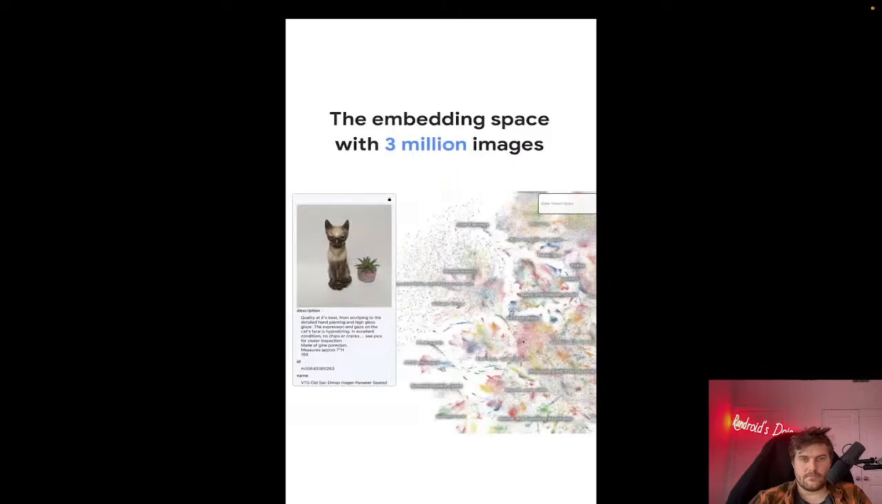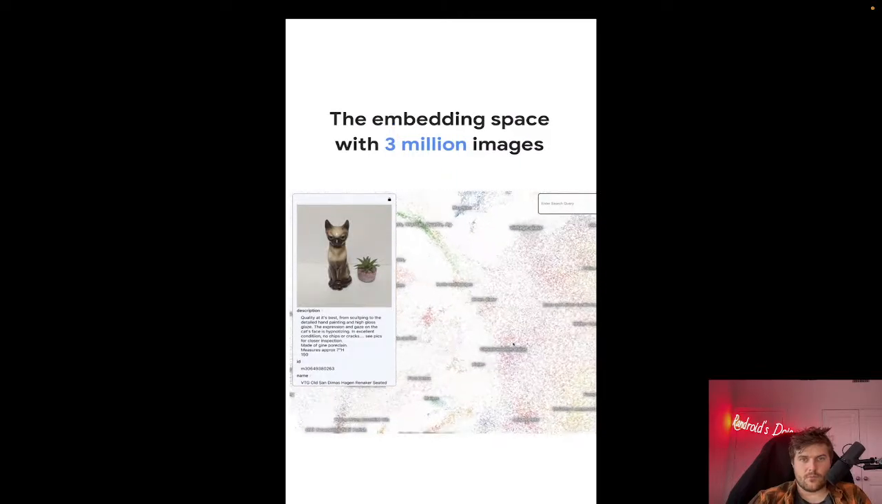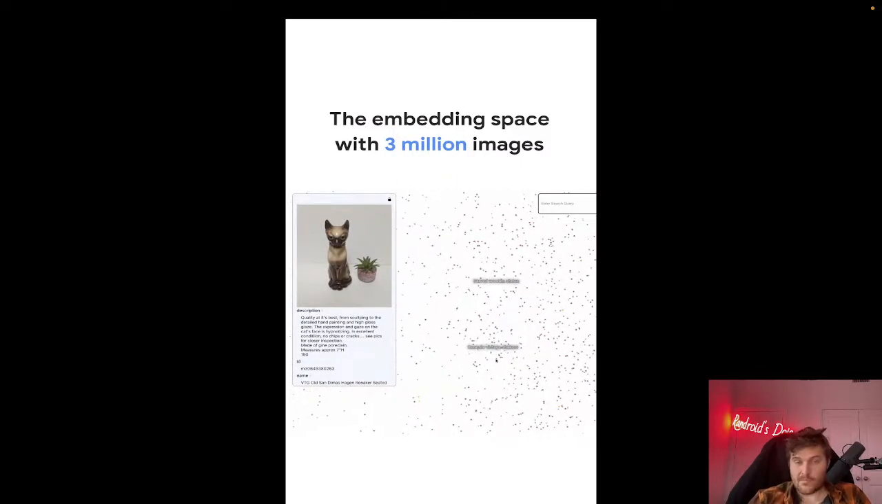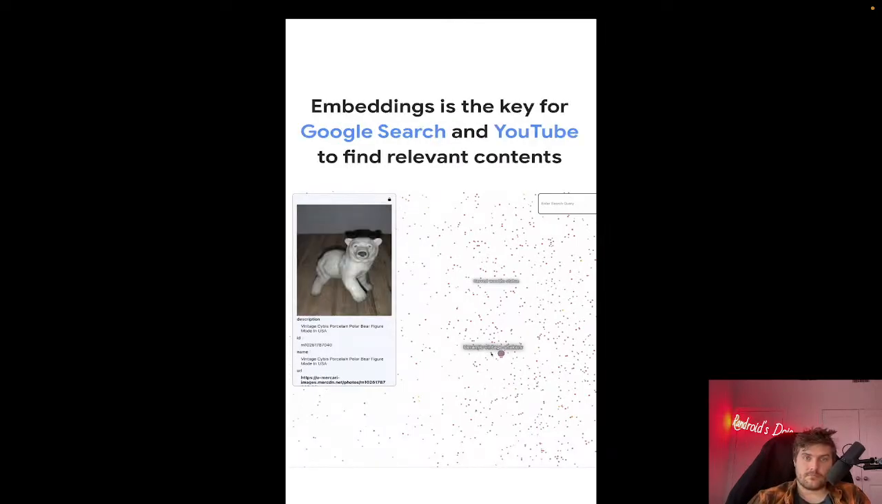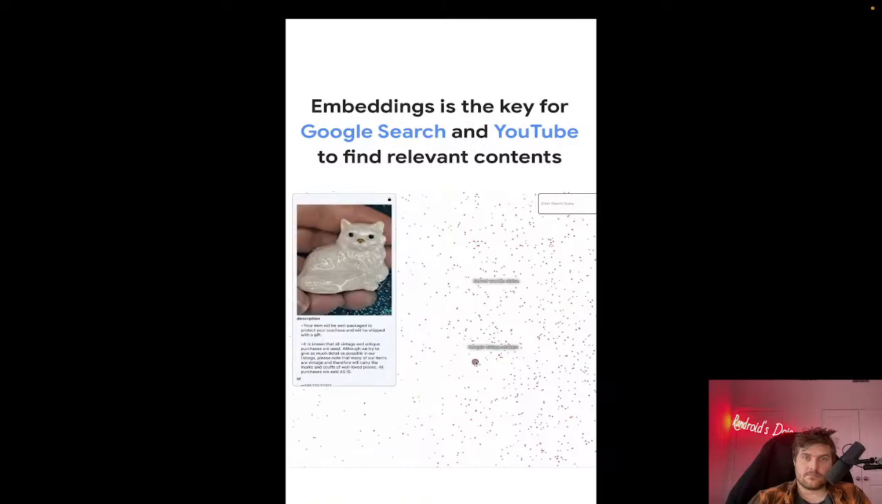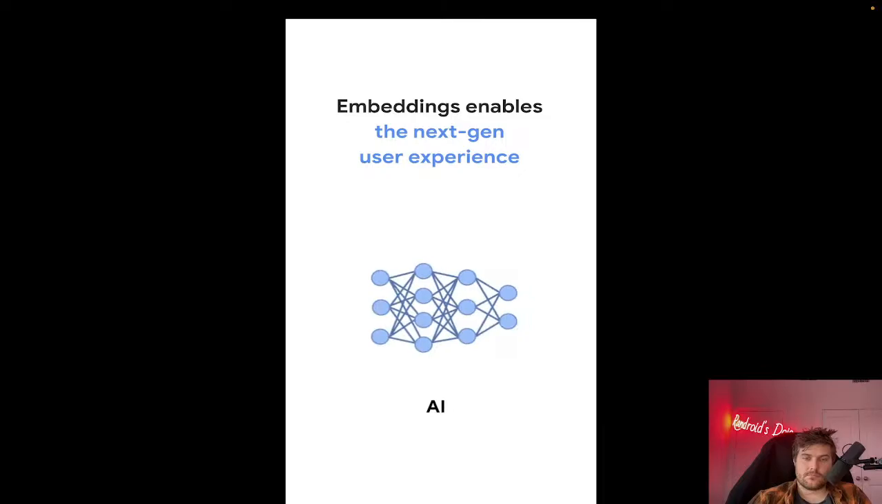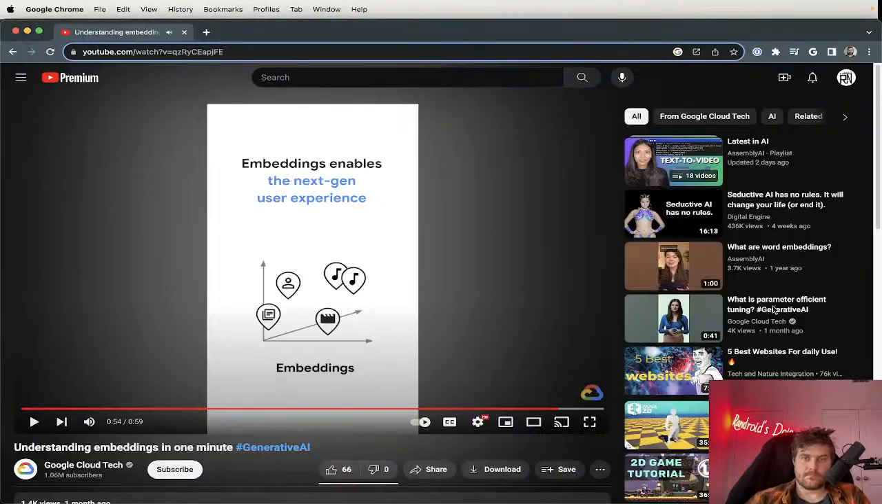The real embedding space looks like this. Here you can see the 3 million images are sorted by their meaning at human-level precision. Embeddings is the key technology for Google Search, YouTube, and so on to find highly relevant contents. In summary, AI can represent various contents with embeddings, enables the next-gen user experience. Okay, thank you, Google Cloud Tech.